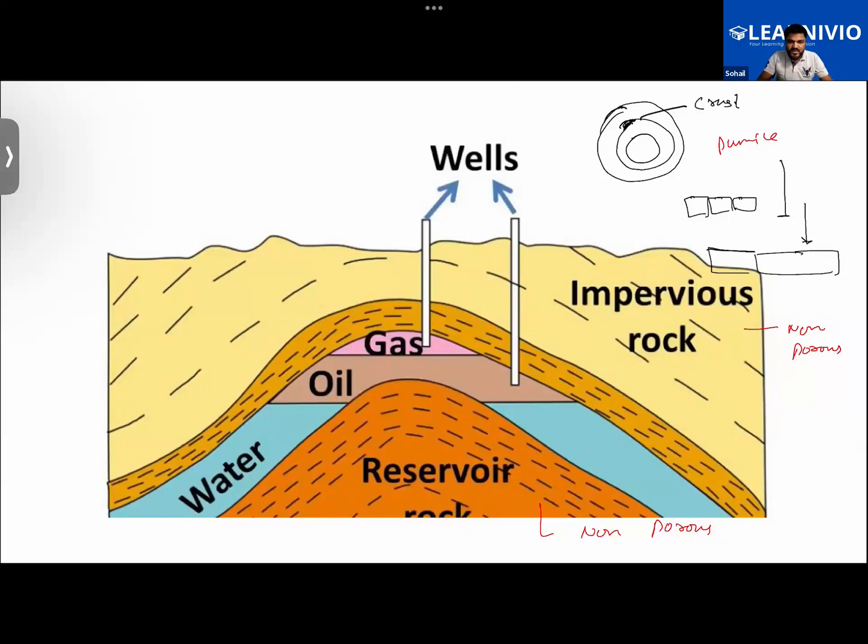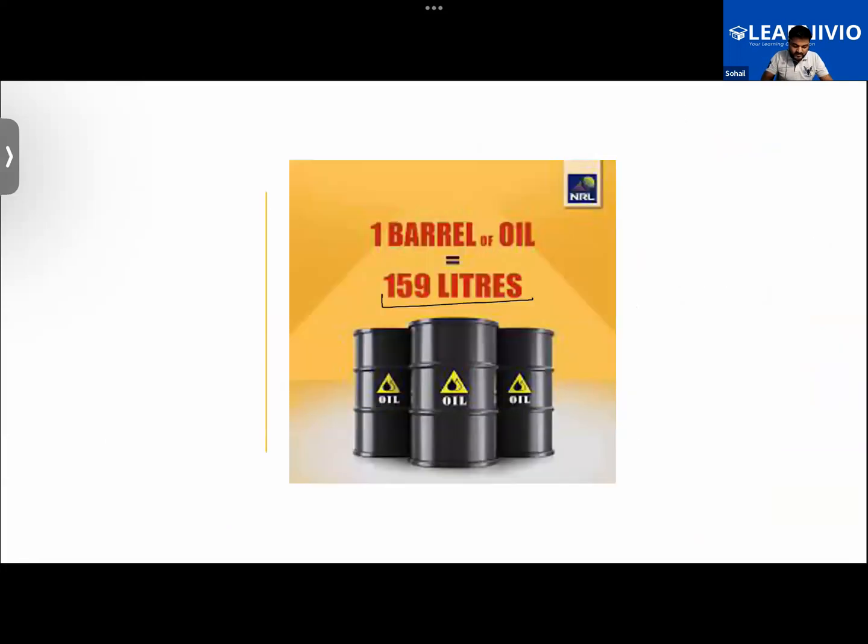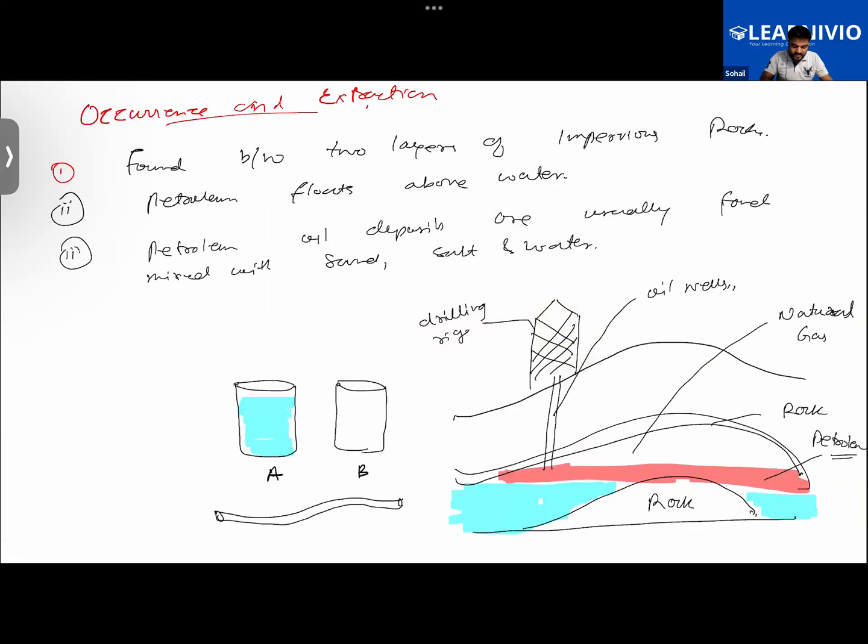Good. So we have oil rigs. Drilling rigs are there. Using these drilling rigs, oil wells are dug out. They are drilled, and then first natural gas will come out, because obviously this is found above the oil. So it is obvious for it to come out first.